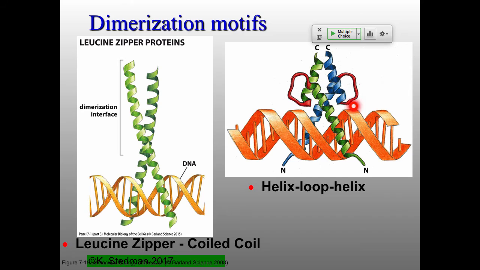If there happens to be a basic helix right next to it, then it can be part of a DNA binding protein. But again, helix-loop-helix is just dimerization. And again, unfortunately, a lot of times people use these dimerization motifs interchangeably with the DNA binding proteins. It's not true. If they have a basic helix, yes, they can.